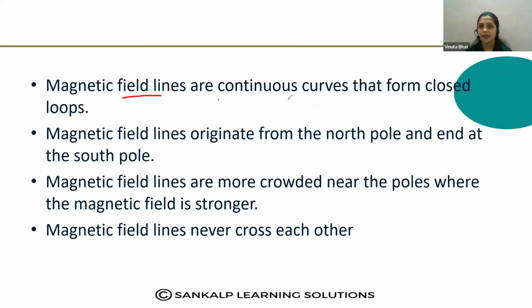Magnetic field lines are continuous curves that form closed loops. The magnetic field lines originate from the North Pole and end at the South Pole.